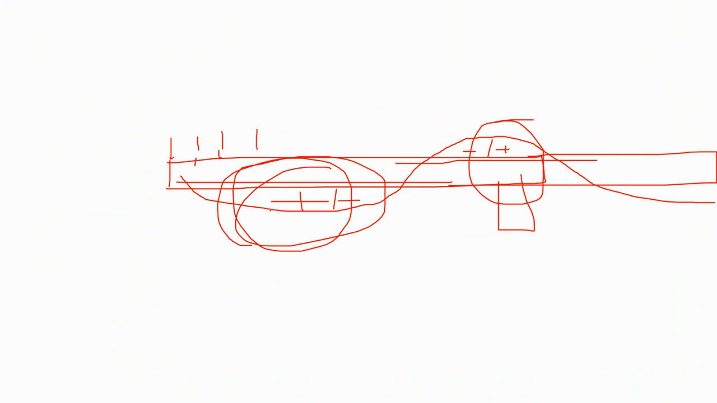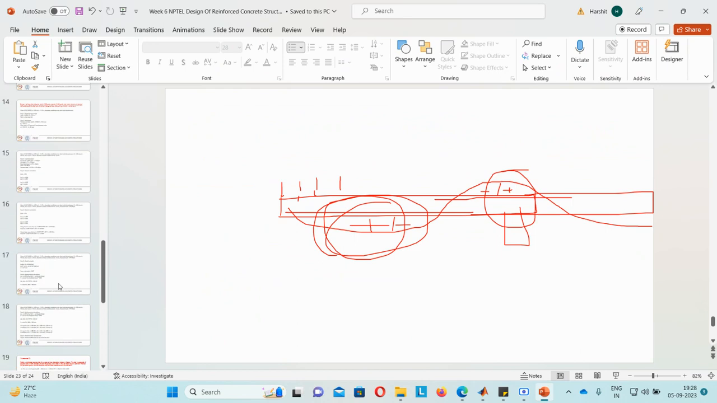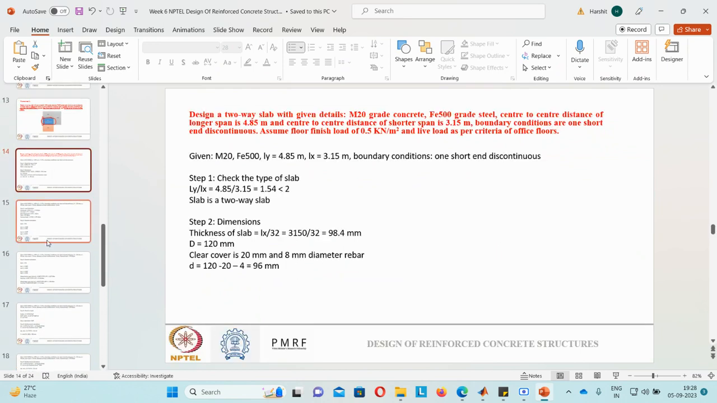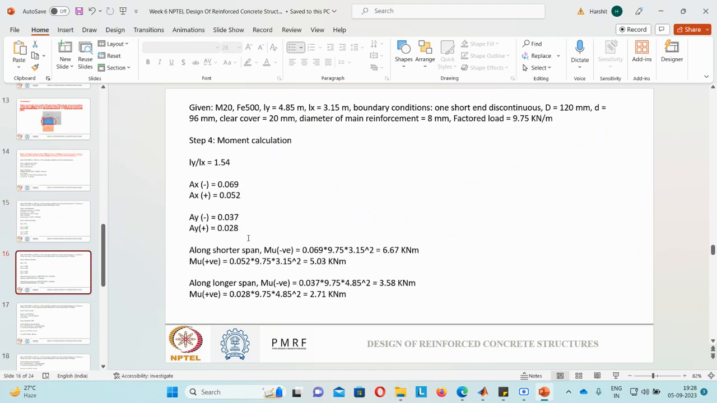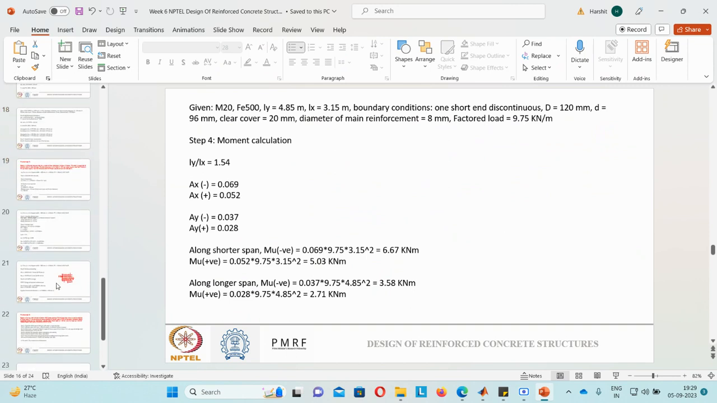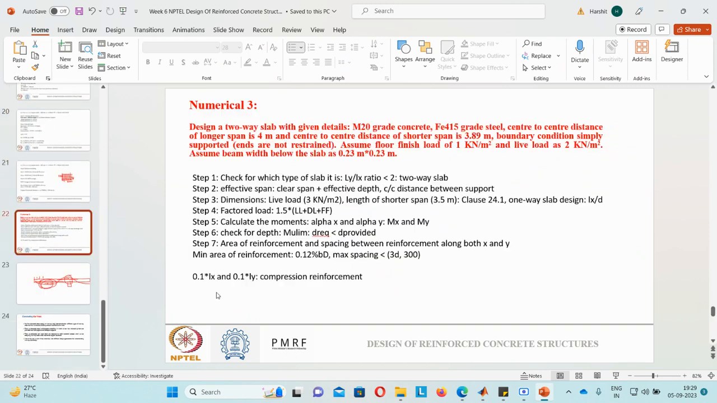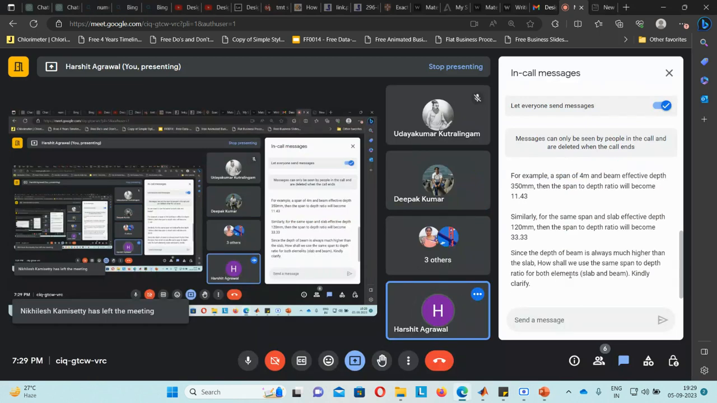So, sir, we will apply the same formula Mx is equal to alpha x w lx squared, like we saw in this question, no? In the first question, we saw this. See here, we calculate alpha x positive, negative, alpha y positive and negative. Sir, actually, I missed it. May I take photographs if you will show for a while, sir? You will get the slides. You don't need to worry, and you will get the recording also. Okay, I will just come up to this doubt.